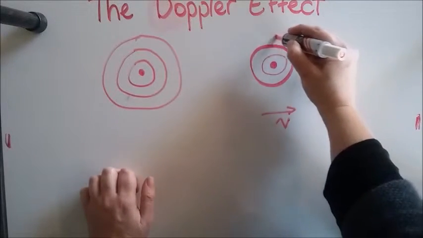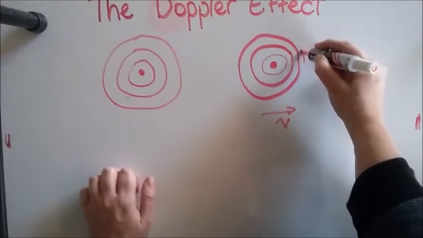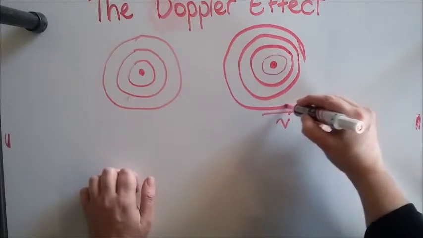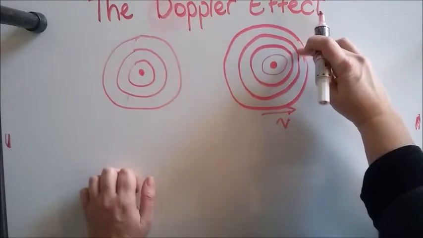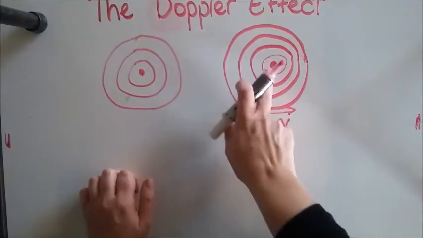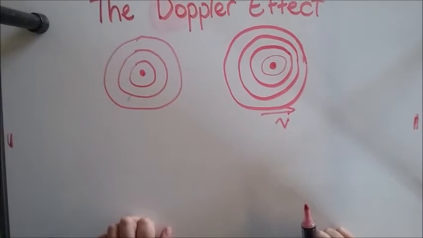And over time, what you get is a point source that's moving, causing the frequency, the wavelength, to be bunched up on one side and spread out on the other as the source is moving. So take a moment to kind of imagine how that happens.